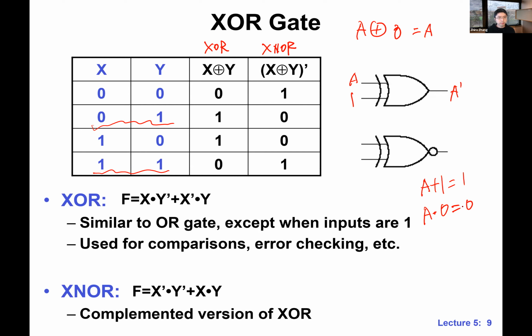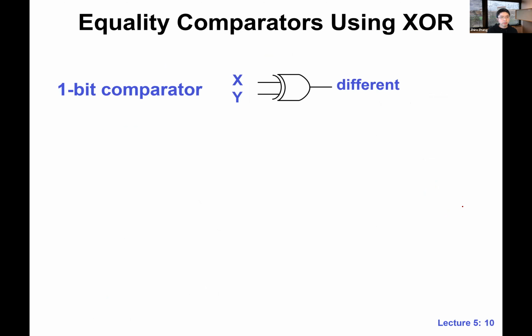Okay, so this is XOR. XNOR is basically the opposite, you just need a complement. We can actually use XOR to do many interesting things. One is we can use it to do comparison. In this case, I'm not doing greater than or less than, I'm doing an equality check. For the 2-input case, there's a comparator, an equality checker. Again, if X and Y are different, we get a 1 using XOR.